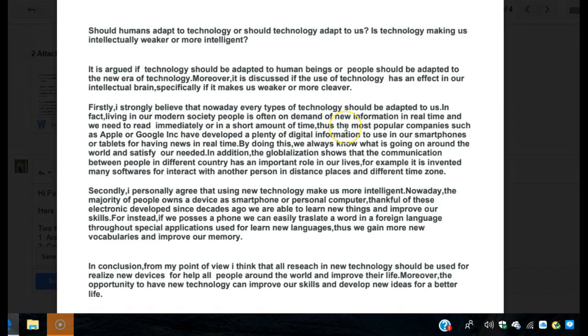"Thus, the most popular companies such as Apple or Google Inc. have developed plenty of digital information, no A, to use on our smartphones or tablets to have news in real time." It's a very long sentence.